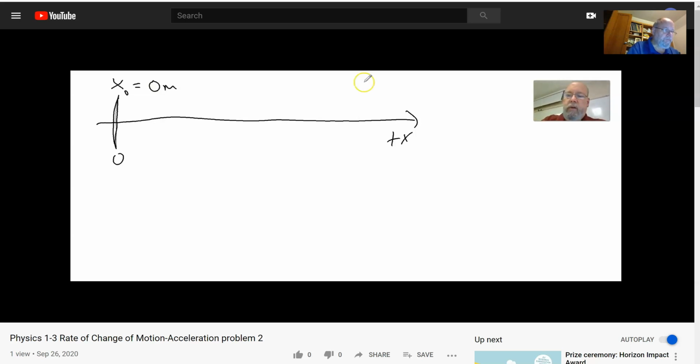We are not told what the final distance is or what the final position is, so we can put a question mark there. That's a pathetic question mark, isn't it? Let's change that. Okay, that's not much better, is it? Okay, we're told that our initial velocity when the driver hits his brakes, V0 equals 15.0 meters per second. And we know that when we come to a stop, our velocity is 0. So our final velocity is 0 meters per second.